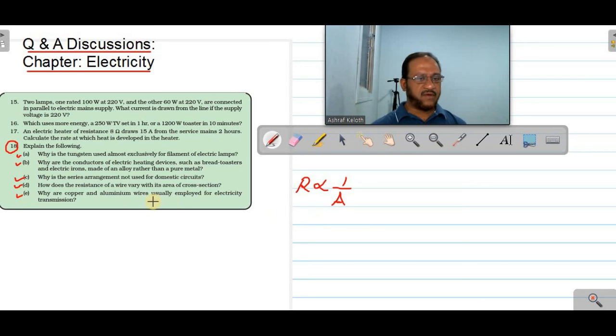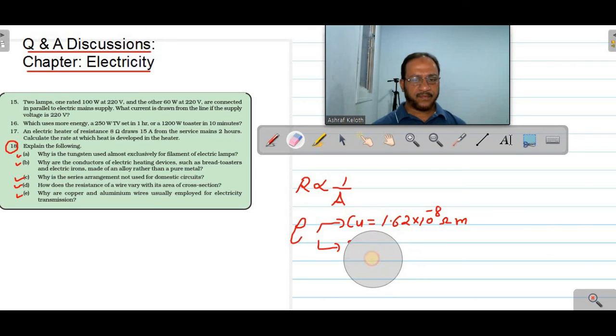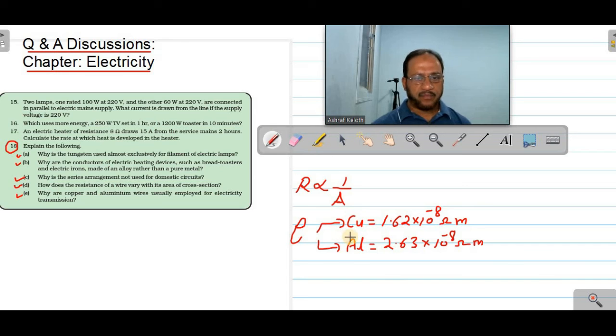Then the last question: why are copper and aluminum wires usually employed for electricity transmission? In transmission lines, normally we use copper and aluminum because they have low resistivity. The resistivity of copper is 1.62 into 10 raised to minus 8 ohm meter, and that for aluminum is 2.63 into 10 raised to minus 8 ohm meter. So among these two, copper is the best one.